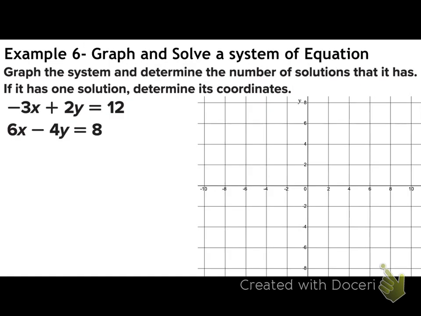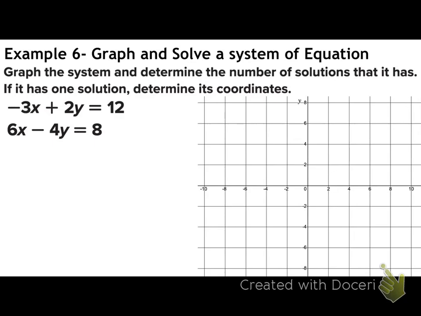This is my last example here. Got to do the same thing here. Graph, determine the number of solutions. If it has one solution, tell what the coordinates are. Are these in slope-intercept form? No. Nope. So we've got to do that first off. Okay?